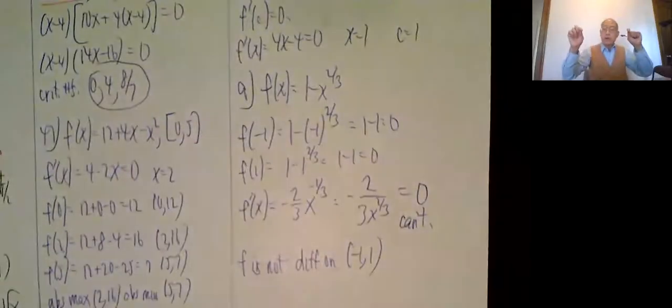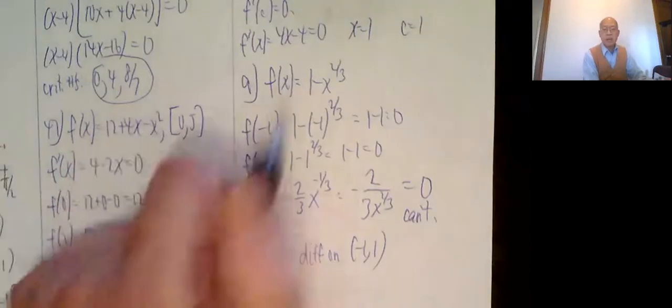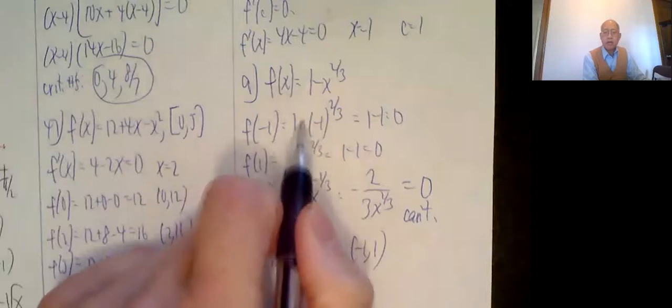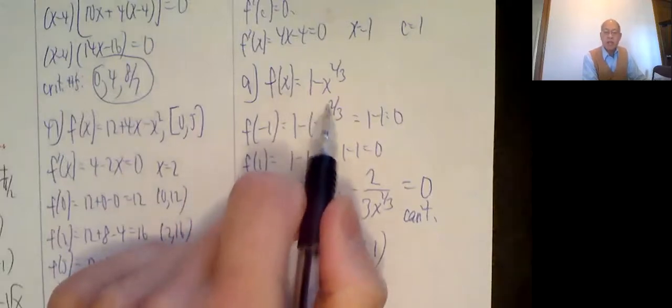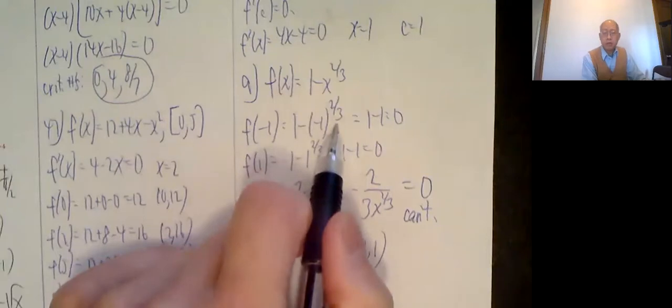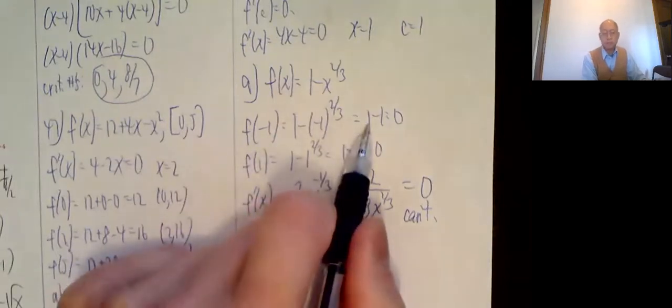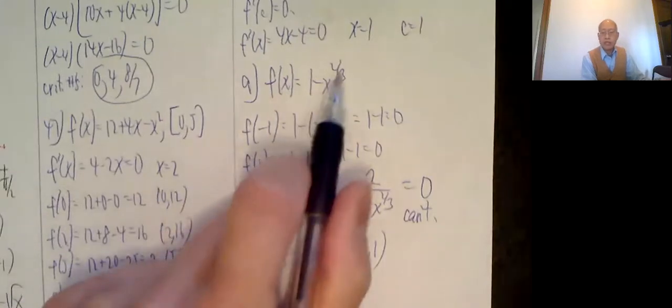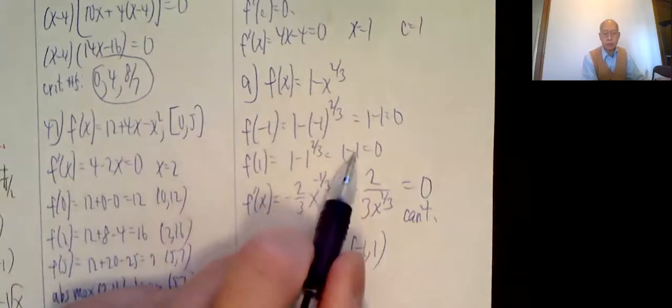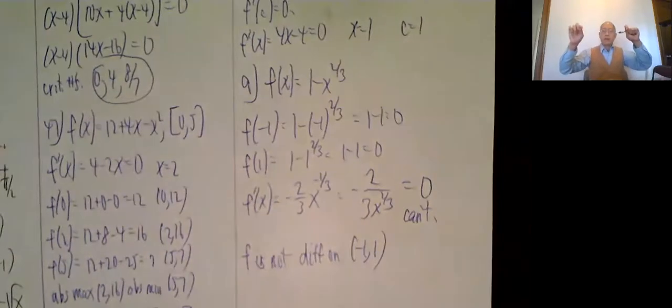At the two endpoints, you have the same height. F of -1, plug in -1, 1 minus -1 to the 2/3. 2/3 means square, and then take the cube root, power over root. -1 squared is 1. Cube root of 1 is 1, so I have 1 minus 1, which is 0. Plug in 1. Well, we already know 1 raised to anything is 1. 1 minus 1 is 0. So it's true at the two endpoints. F of -1 equals f of 1.